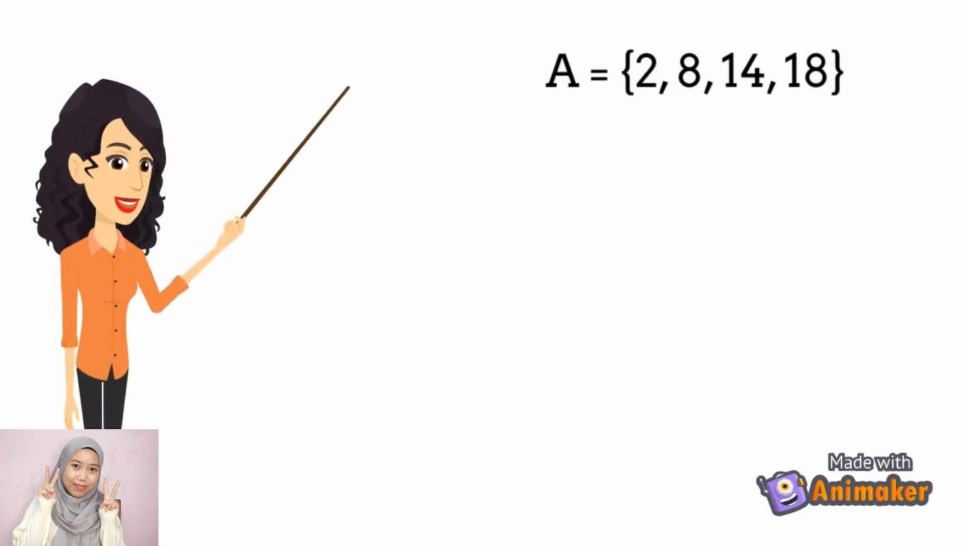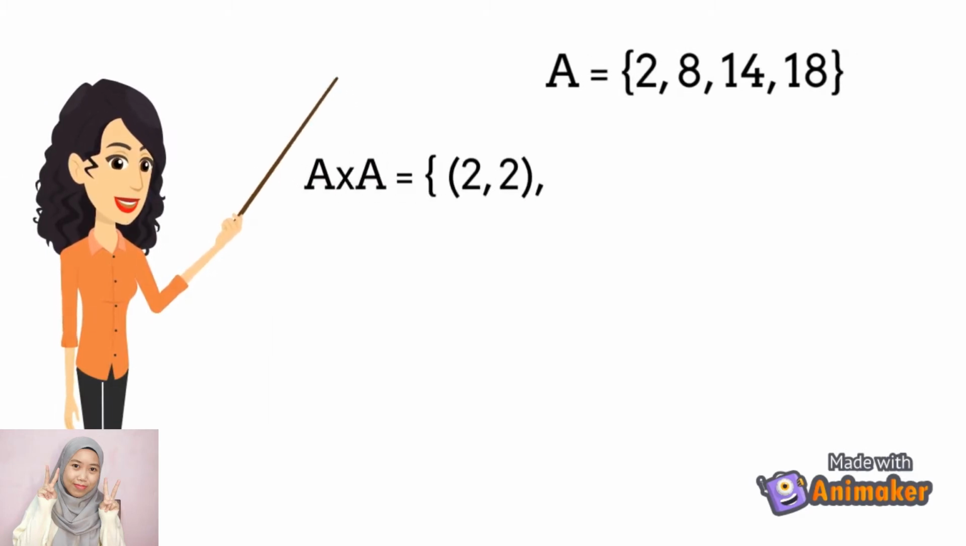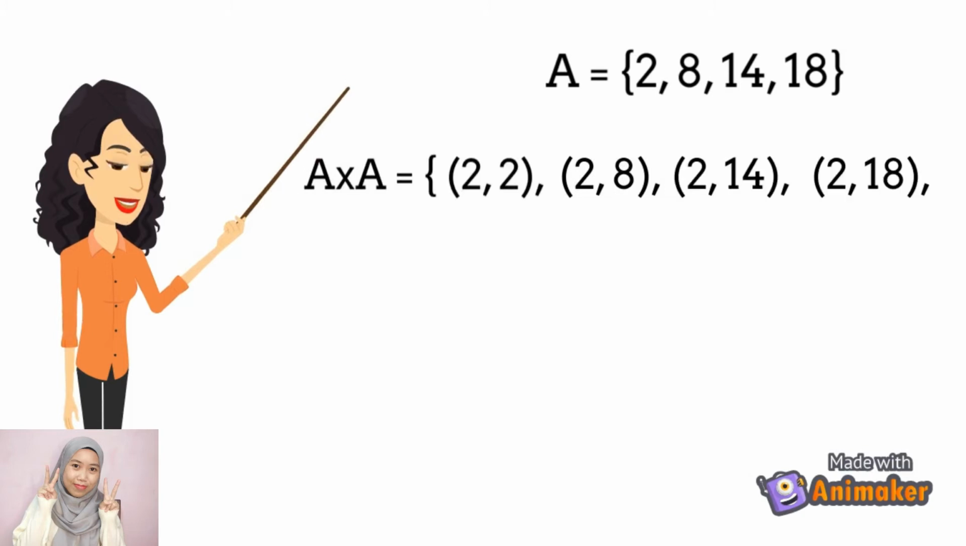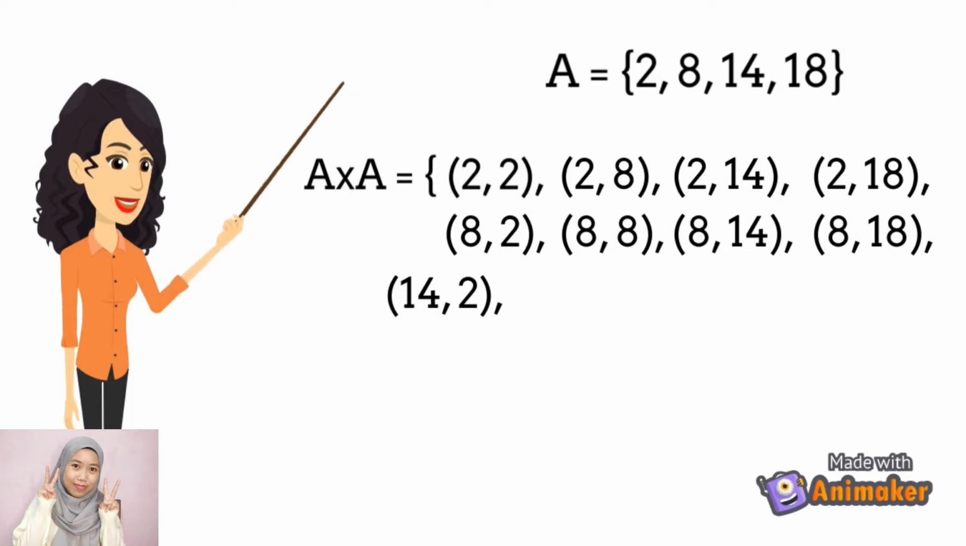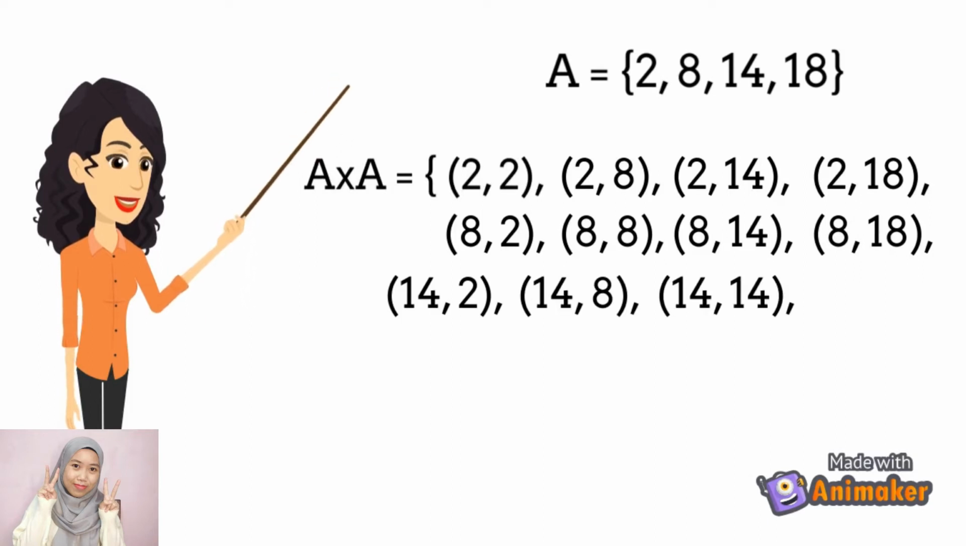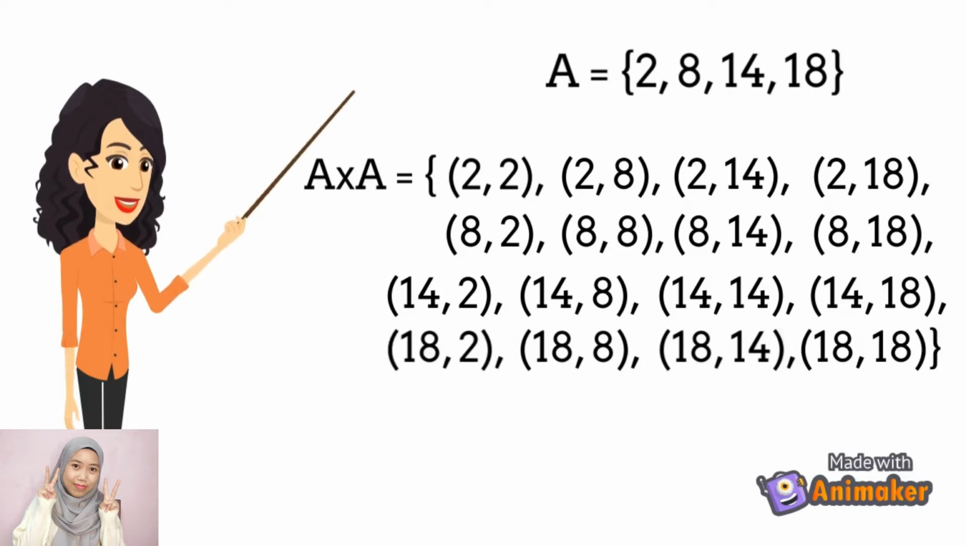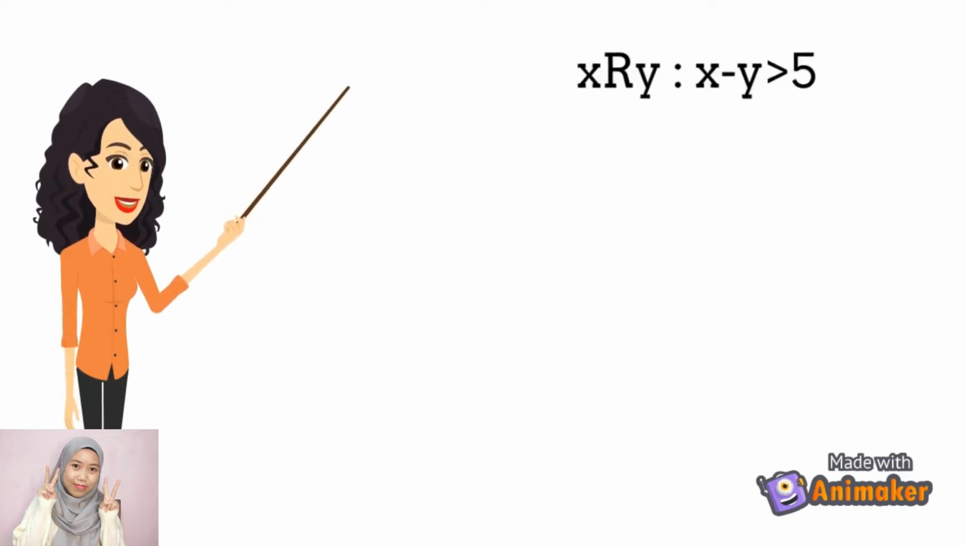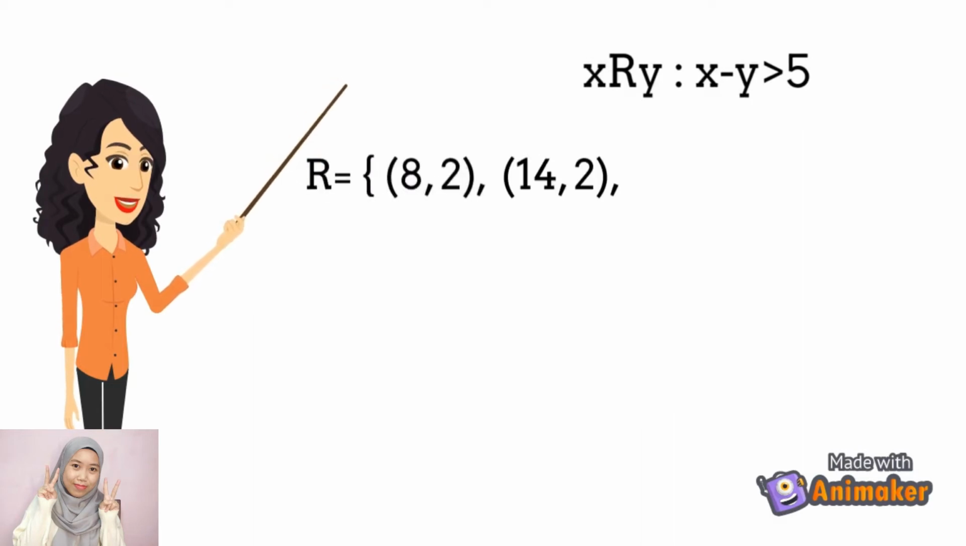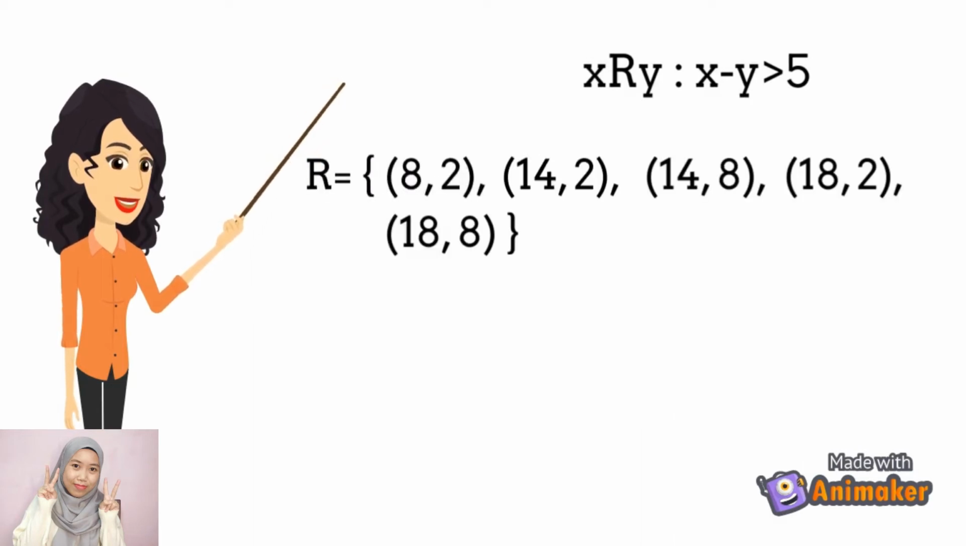Firstly, we need to identify the relation of A and list down all the elements of A times A. Then find the elements of R where x minus y is more than 5 and list down all the elements of R. This is to make it easier for you to answer the question.